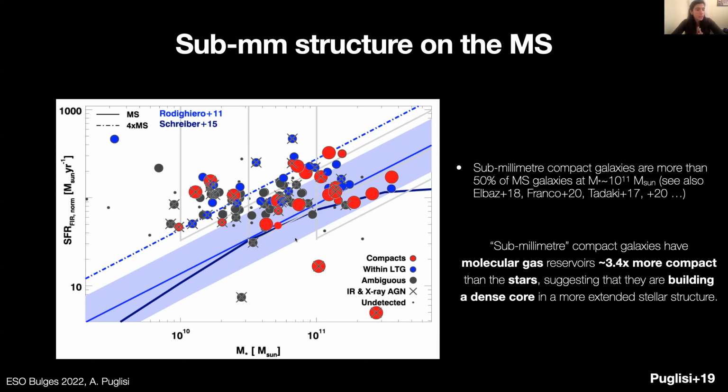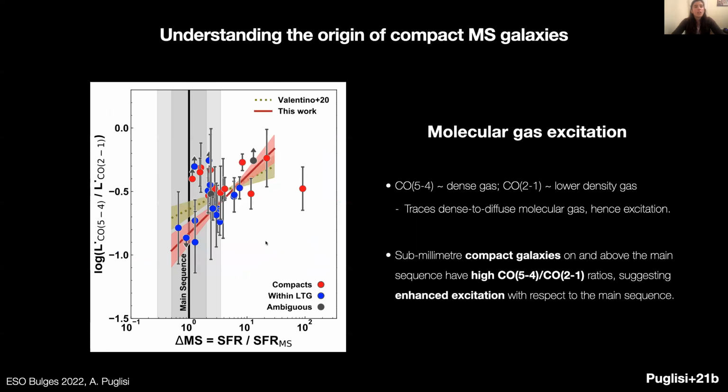So the next interesting question at this point is understanding what caused galaxies to have such a compact molecular gas reservoir. And to answer this question, we studied the molecular gas properties of the sample as a function of the main sequence position and as a function of the compactness.